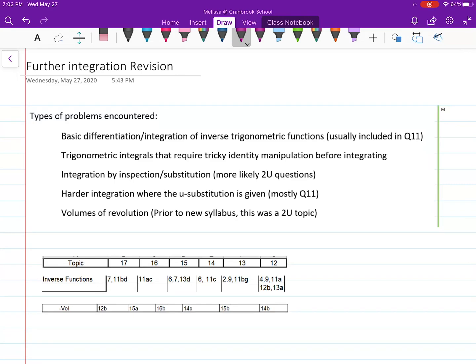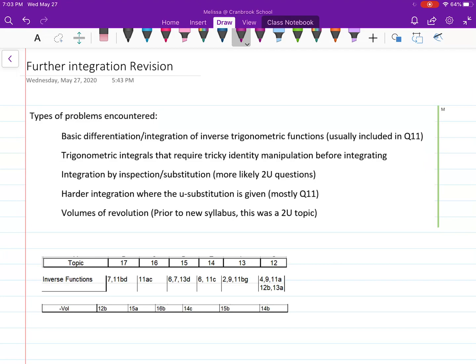Okay, so further integration revision for the HSC. When looking back at past papers for the HSC prior to the new syllabus, of course, here are some general observations that a crazy mathematician who has too much time on her hands could assess.